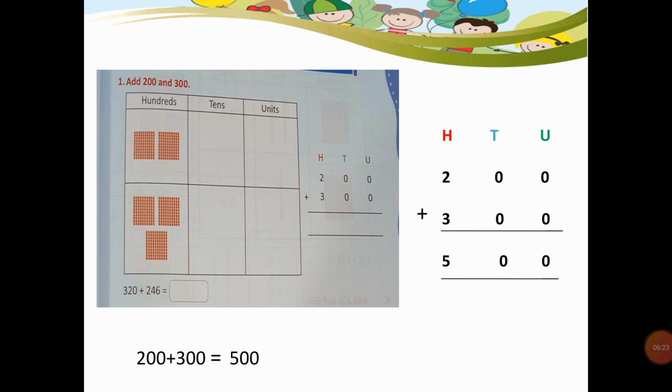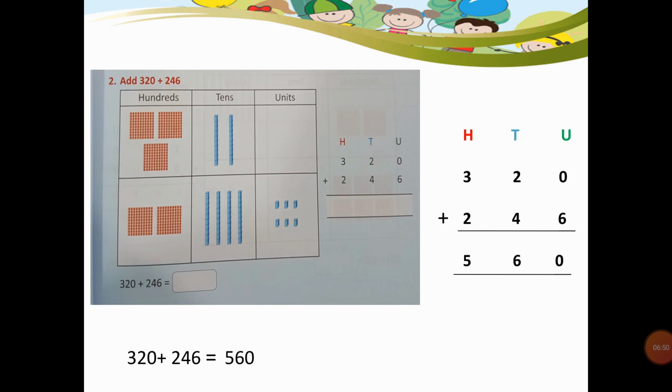Then in tens column we have 0 tens and 0 tens. That will be equals to 0 tens. But in hundreds column we have 2 hundreds and 3 hundreds. So when we add 200 with 300, that will be equals to 500. So we will write 5 in hundreds column. So the answer which we get after adding 200 plus 300 will be 500.